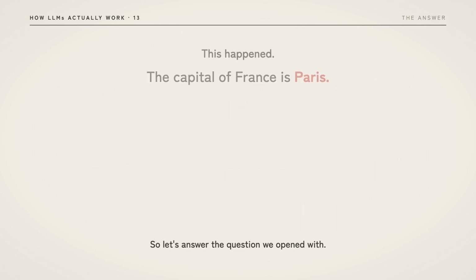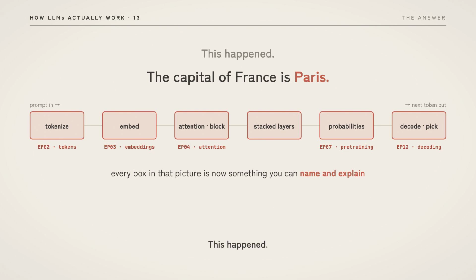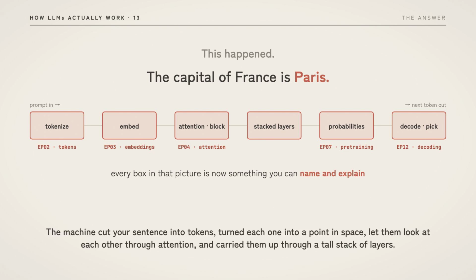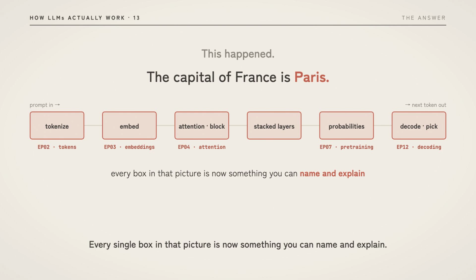So let's answer the question we opened with. What actually happens in that fraction of a second between pressing enter and a word coming back? This happened. The machine cut your sentence into tokens, turned each one into a point in space, let them look at each other through attention and carried them up through a tall stack of layers. At the top, it weighed every possible next word, picked one and then looped the whole thing to write the word after that. Every single box in that picture is now something you can name and explain.